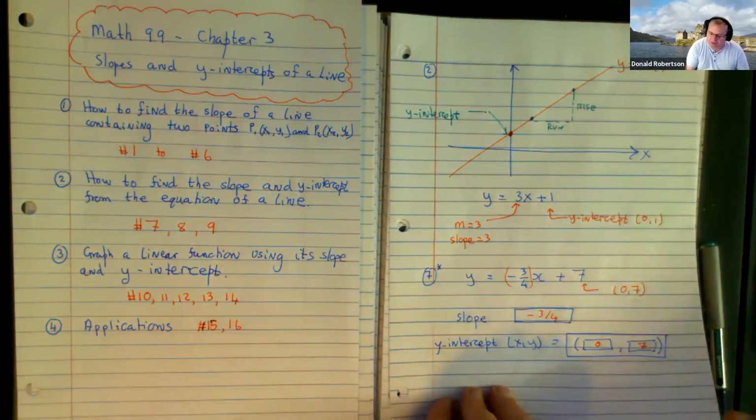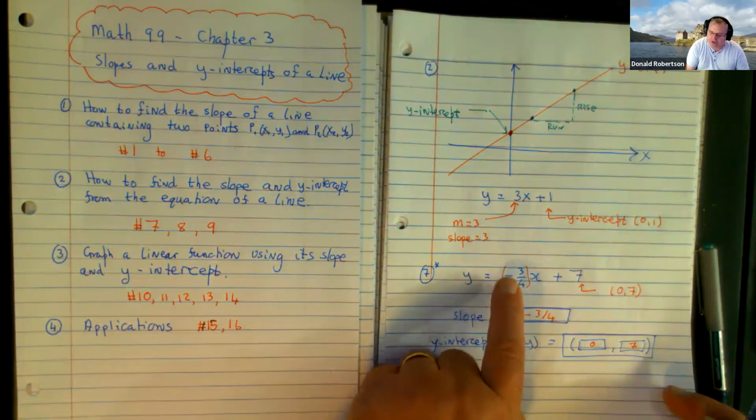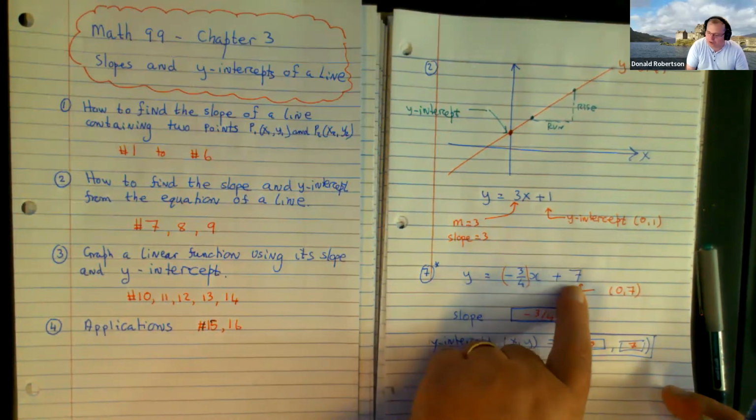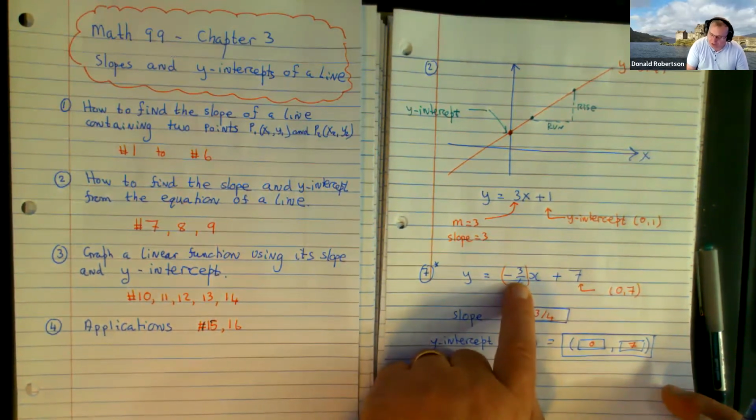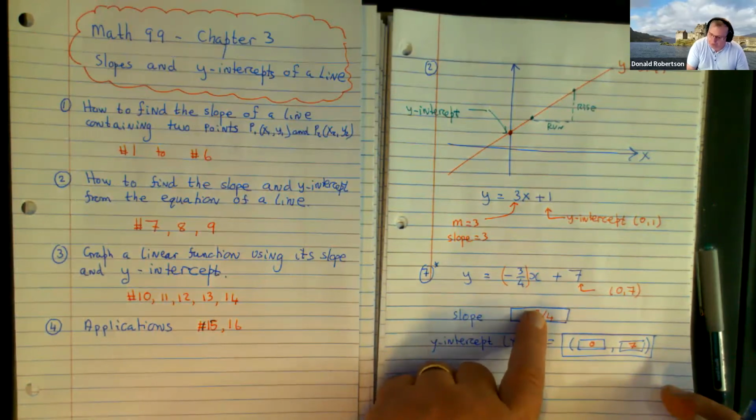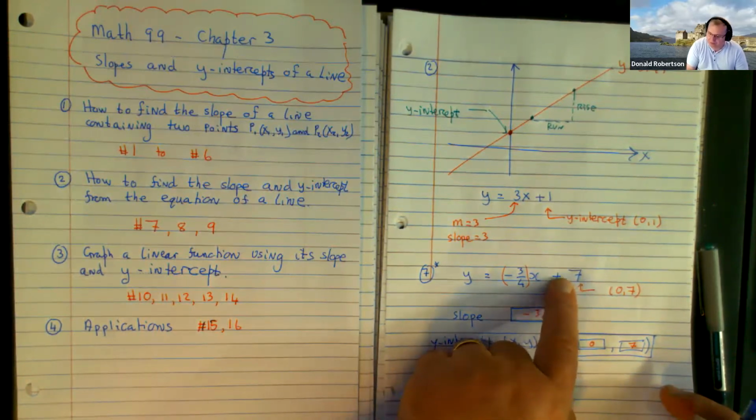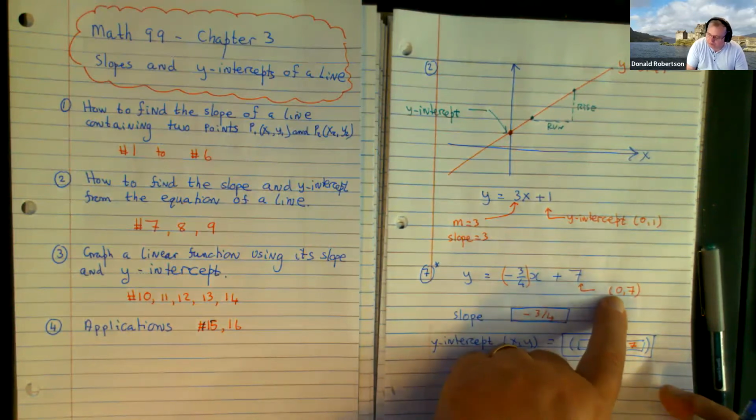If I give the equation of a line and it's written as so many x plus or minus a number, the number next to the x, which we call the coefficient of x, will be the slope. And this term here, which is called the constant, in this case plus 7, will give you a y-intercept of 0, 7.